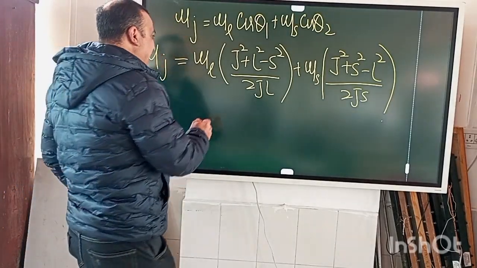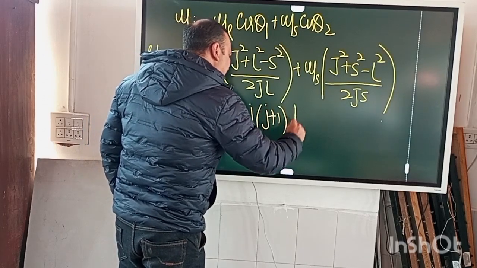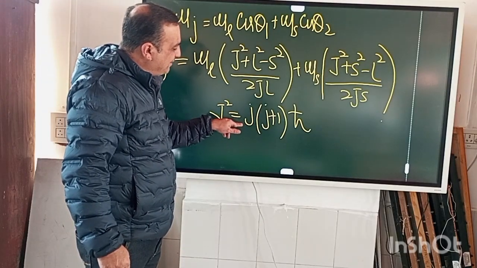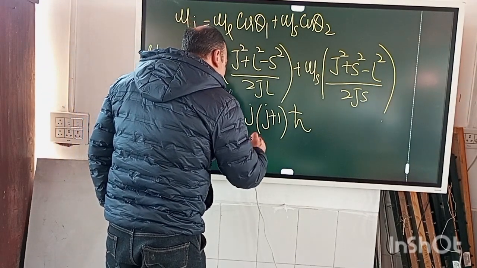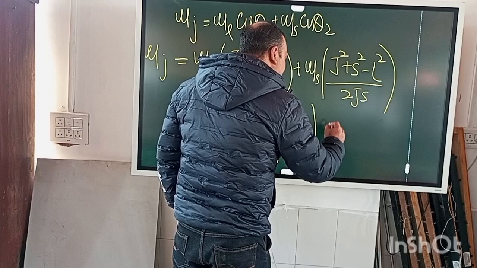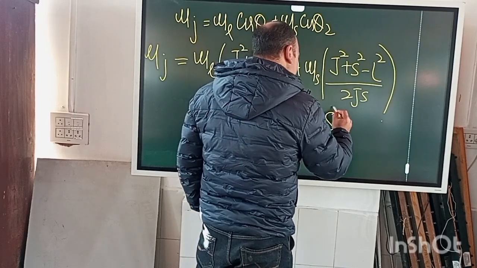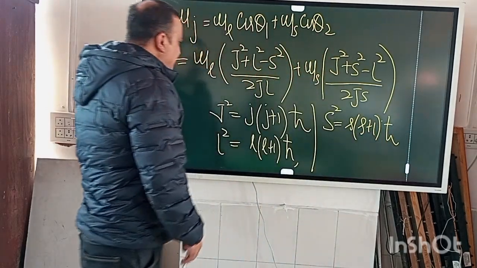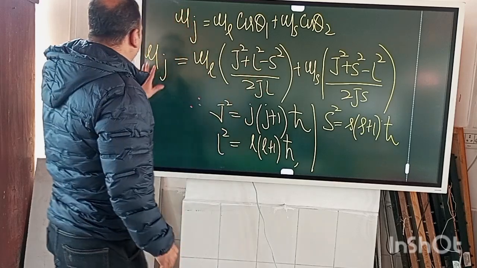So we understand from that this J squared is j times j plus 1 h bar, where this j is the inner quantum number, the total quantum number. Similarly for L squared we have L times L plus 1 times h bar, and for spin angular momentum, the magnitude of spin angular momentum, S squared is S times S plus 1 h bar.